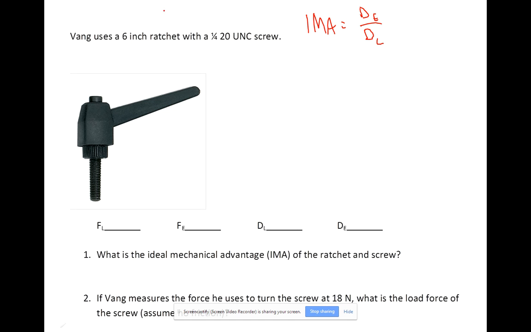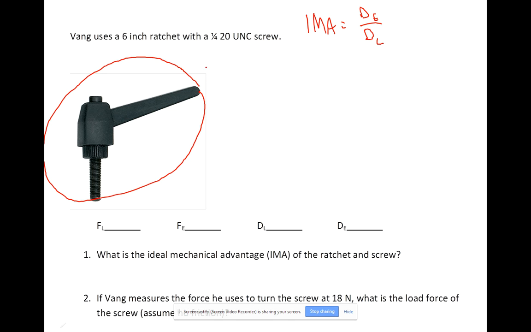So Vang has this ratchet, this should really be a socket wrench or something, but whatever it is, he's going to take this and turn it in a circle like that, and it's going to look better than that. But what can I do? I can only draw so well. He's going to take this, spins it around. He has done one revolution, okay? And that is a certain distance.